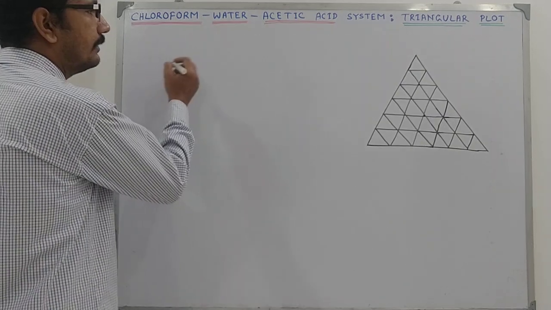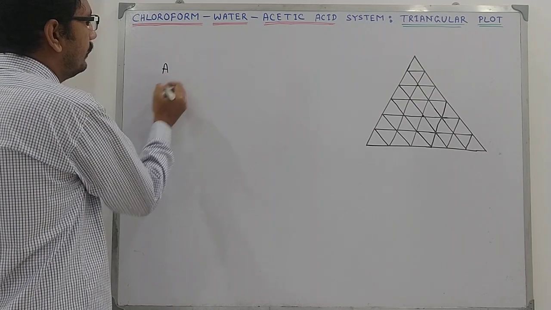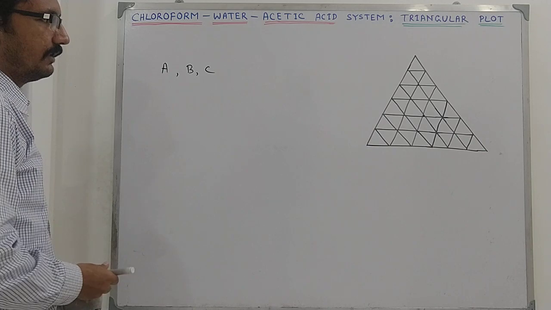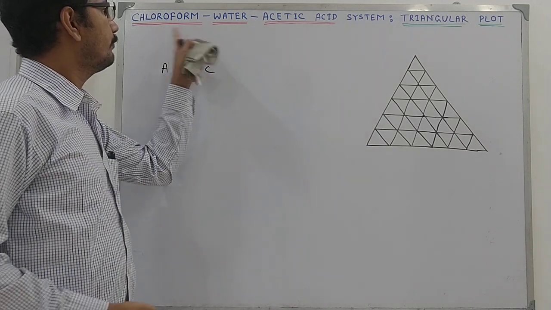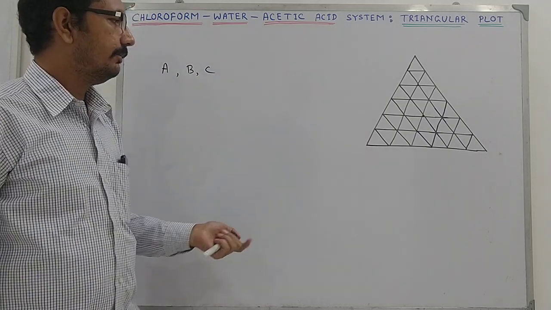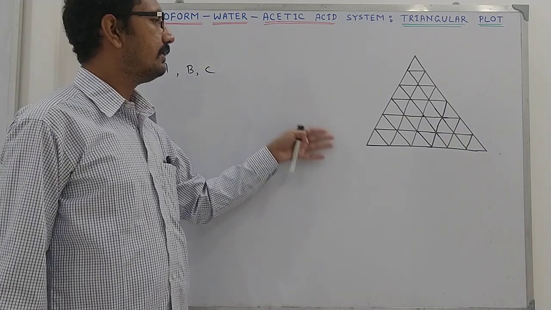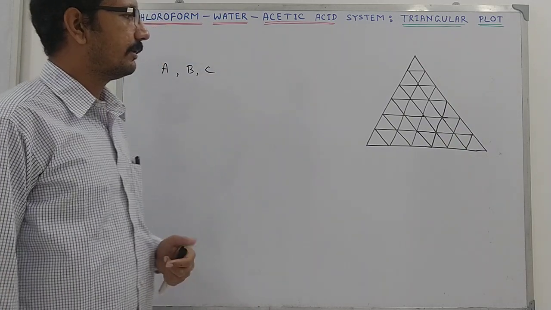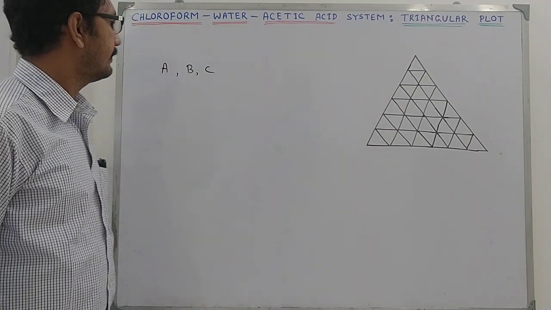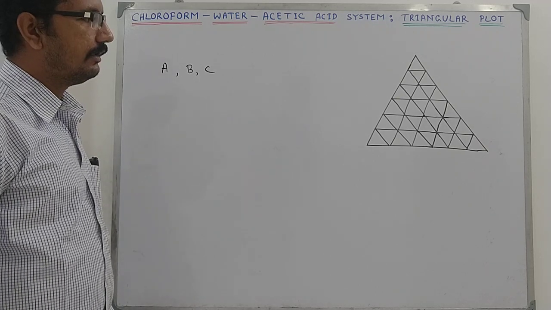So let us first take 3 components A, B and C. I will come to the chloroform water acetic acid system later on, after having an idea of this triangular plot, that is how to deal with the composition of such 3-component systems. Let us first understand what this triangular plot indicates. So we are starting with 3 components A, B and C.